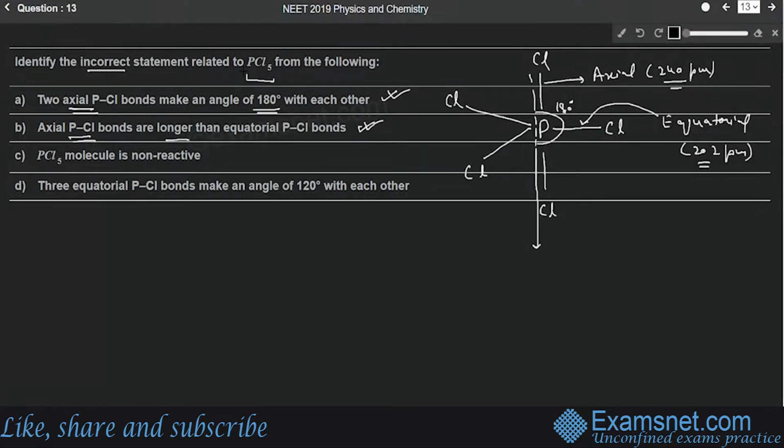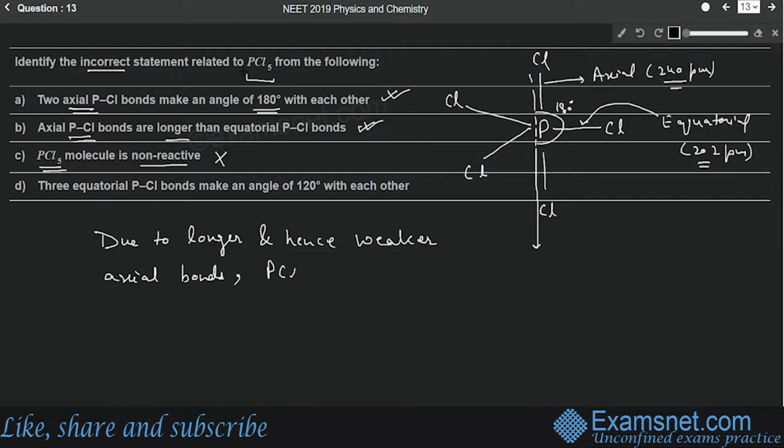Okay. Now we come to the third one. It says PCl5 molecule is non-reactive. Now this is not a correct statement because due to the longer axial bonds, these will break easily. Okay. So when they will break easily, then they will react easily. Okay. So let's write it down here. Due to longer and hence weaker axial bonds, PCl5 is a reactive molecule.